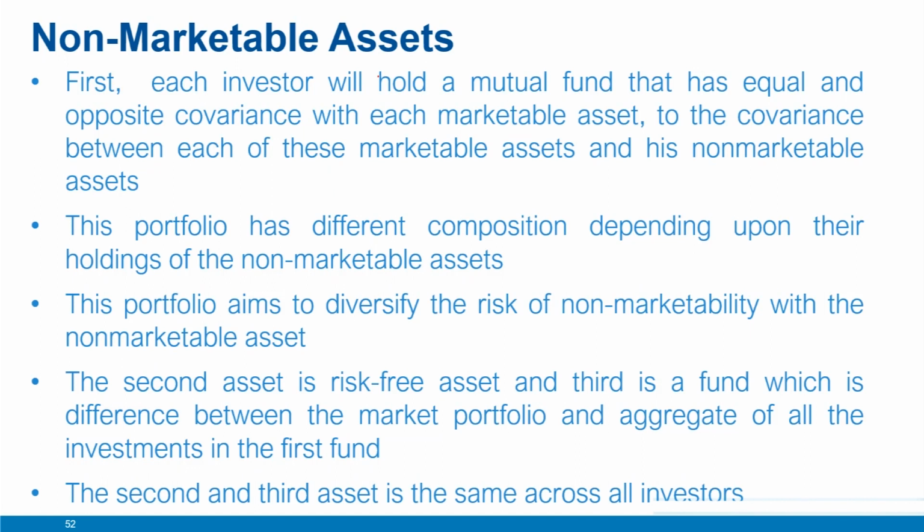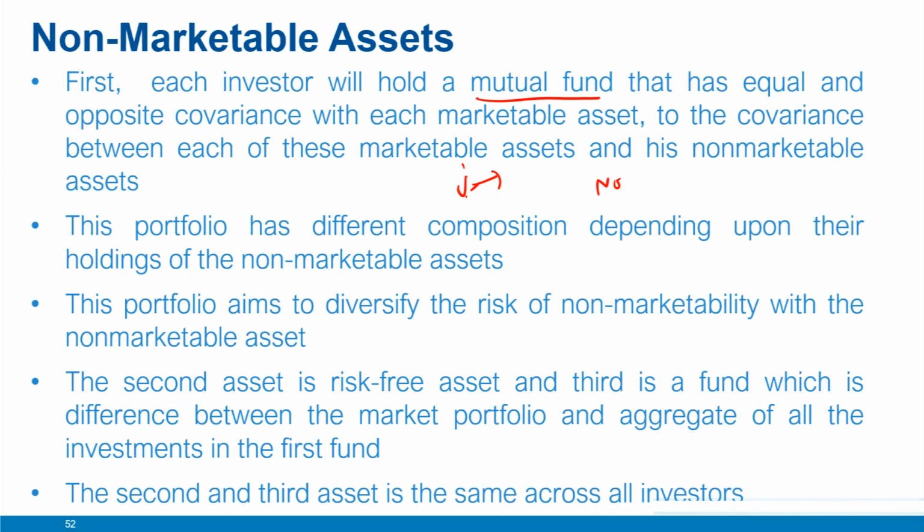As per this version of CAPM, with non-marketable assets, each individual will hold three sets of funds or assets. Let's discuss them one by one. First is a special mutual fund. What is this mutual fund? What are its properties? For any marketable asset J, this mutual fund has an equal and opposite correlation or covariance with this asset J as this asset J has with the individual investor's non-marketable assets.